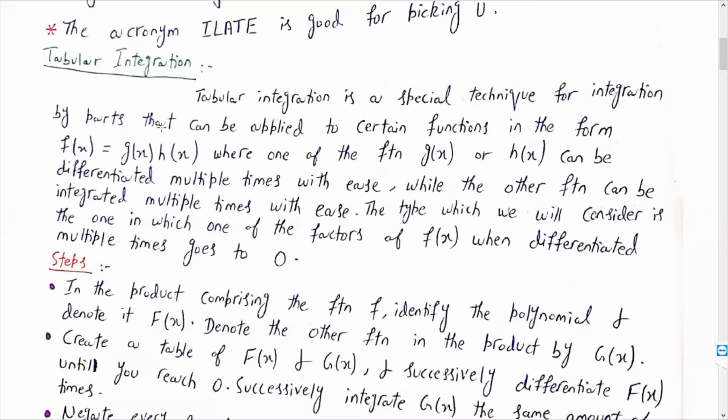Now comes the tabular integration. It is a special technique for integration by parts that can be applied to functions of the form g of x into h of x, where one function can be differentiated multiple times with ease and the other function can be integrated multiple times with ease. In problems involving repeated applications of integration by parts, a tabular method is more useful and it can help to organize the work.